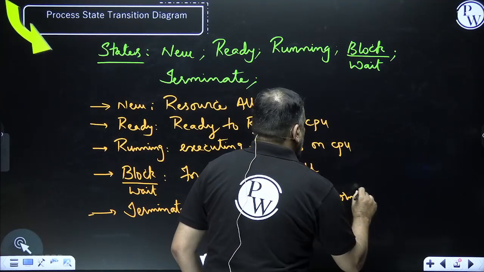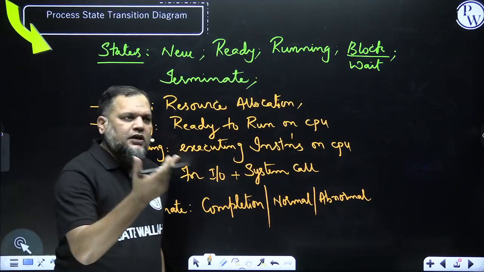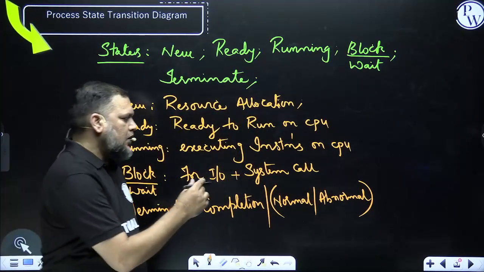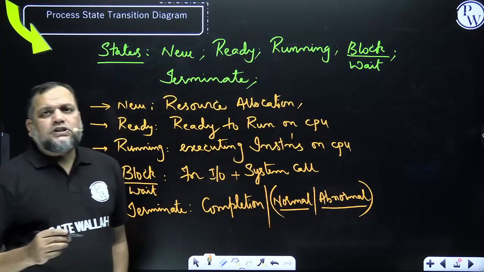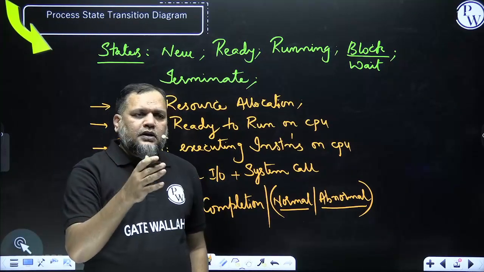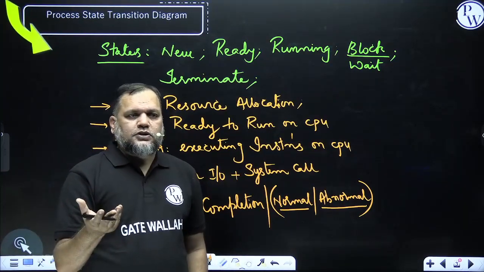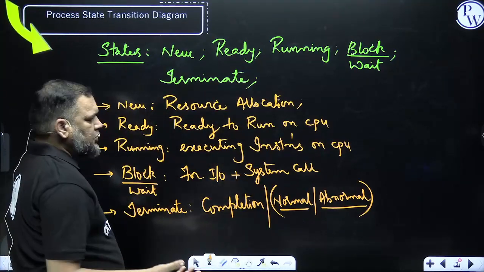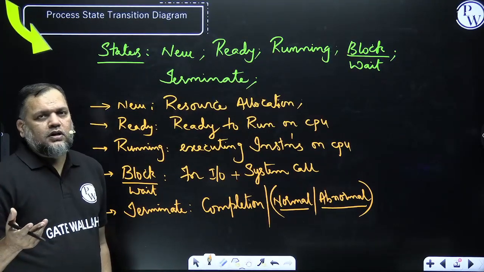Abnormal means, for example, if it has executed an illegal instruction, or if it has accessed a memory location which is not in its scope or in its address space, that is called abnormal termination. If the process completes all its instructions and has not executed an erroneous or illegal instruction, then that is called normal termination or normal completion. Abnormal is the case when it executes an instruction which is like a trap or an error-prone instruction.